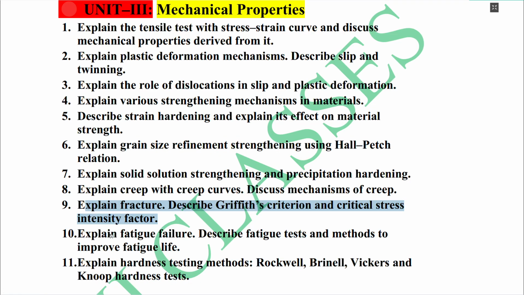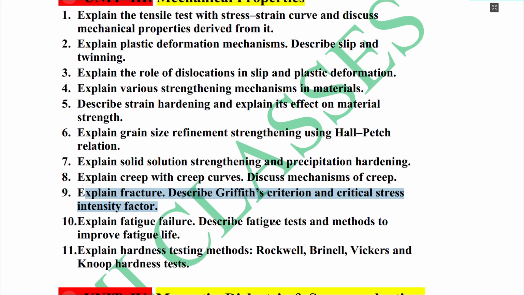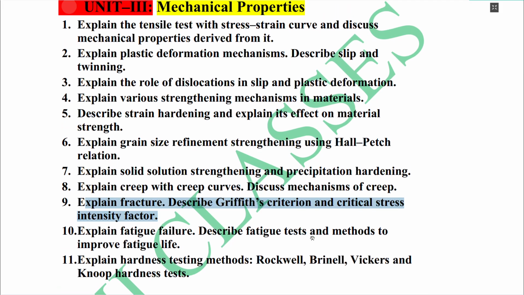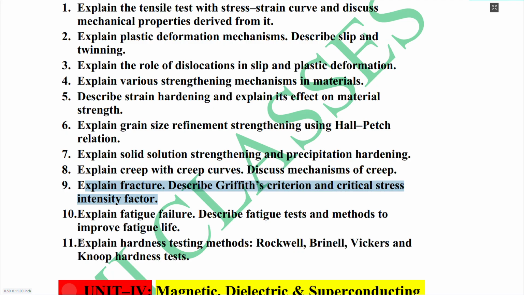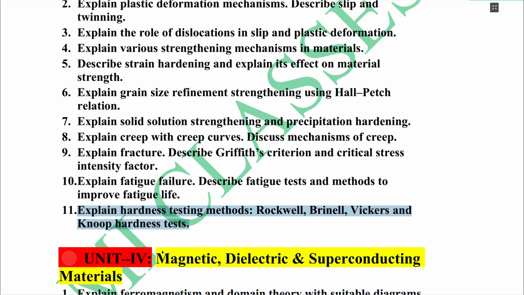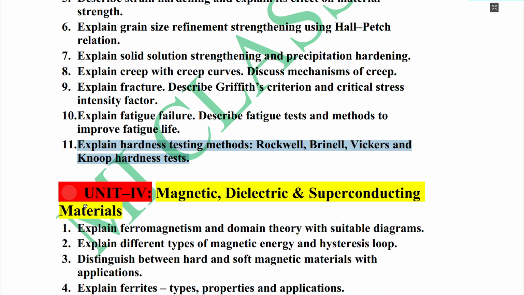The next question is: explain fatigue failure, describe the fatigue test and methods to improve fatigue life. The last question of unit number three is: explain hardness testing methods, Rockwell, Brinell, Vickers and Knoop hardness tests. Unit number four is magnetic, dielectric and superconducting materials.